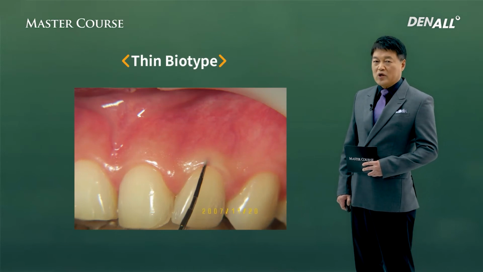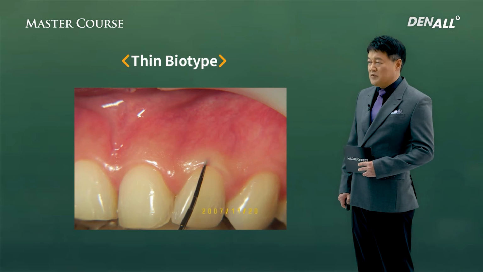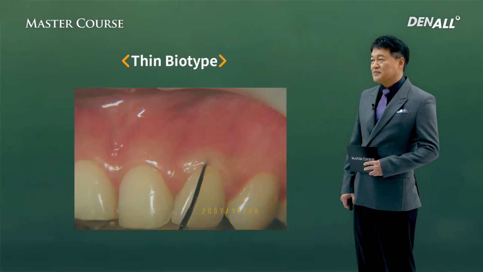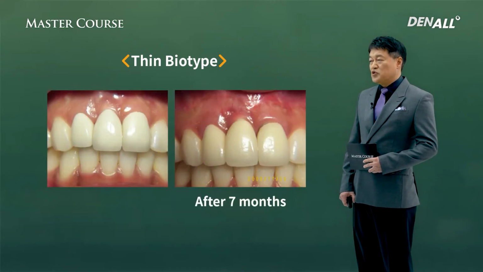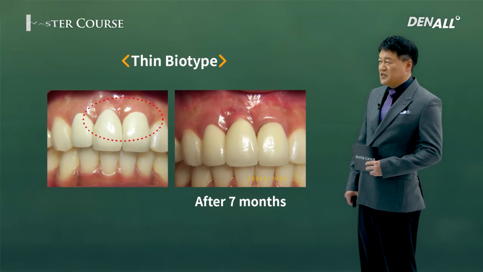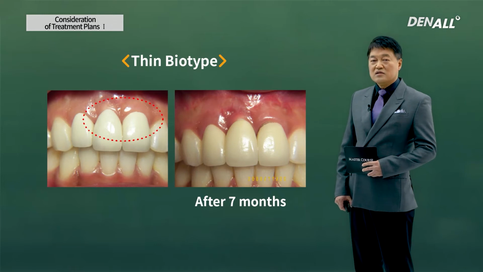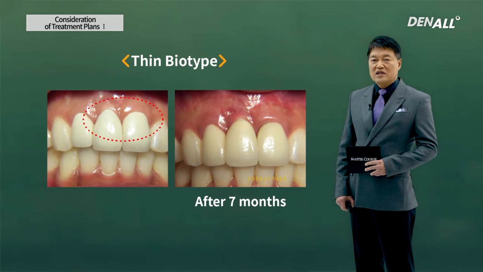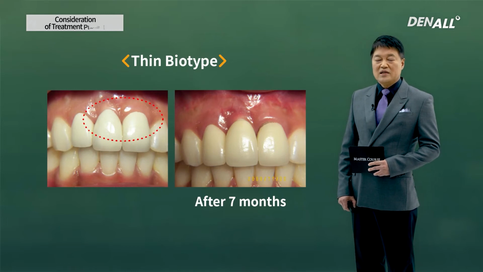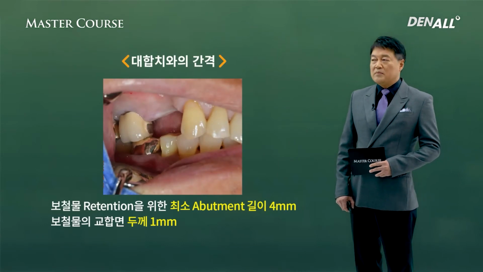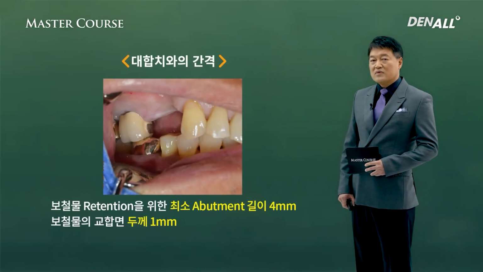In general, for thin biotype, if you check with the probe and you can see through, this is the thin biotype. In thin biotype, as you can see, after you do prosthesis, you can see that there is gingival recession. In the aesthetic anterior region, if the patient is thin biotype, recession can occur more easily, so you need to be more careful. Next to consider is the distance with opposing teeth.